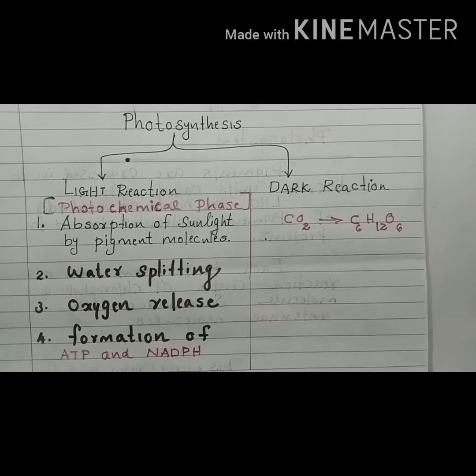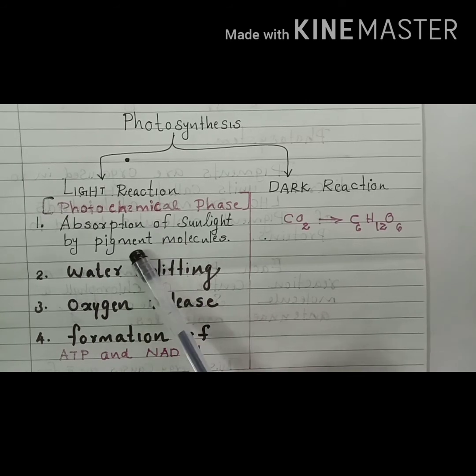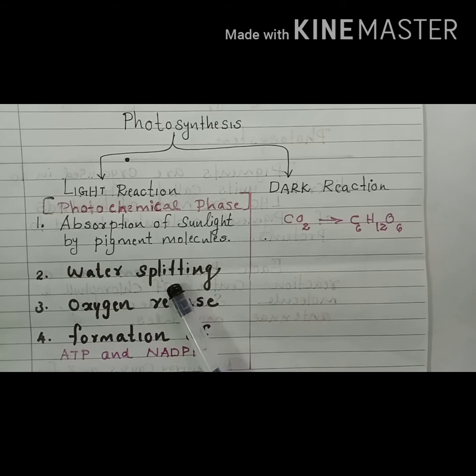In the previous class we studied different types of chlorophyll pigments. Today we are continuing with that portion. We have already studied that photosynthesis consists of two main steps: light reaction and dark reaction. The different events that occur in light reaction are absorption of sunlight by pigment molecules, water splitting, oxygen release, and formation of ATP and NADPH.